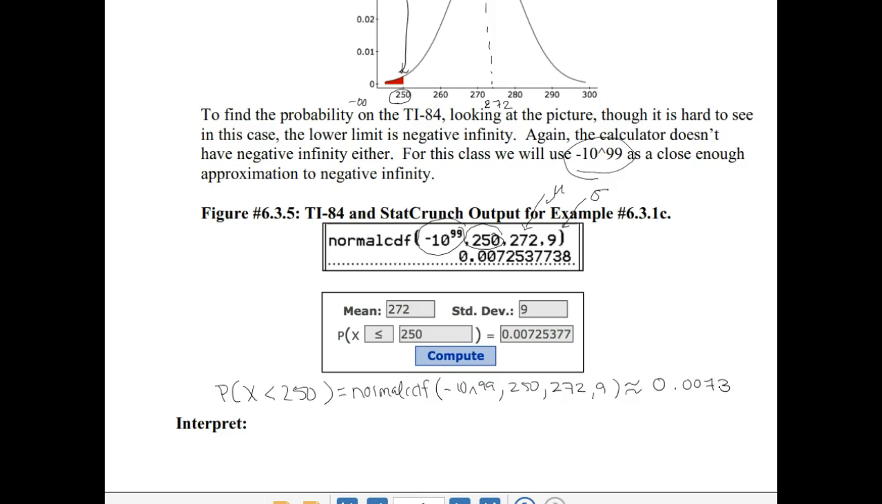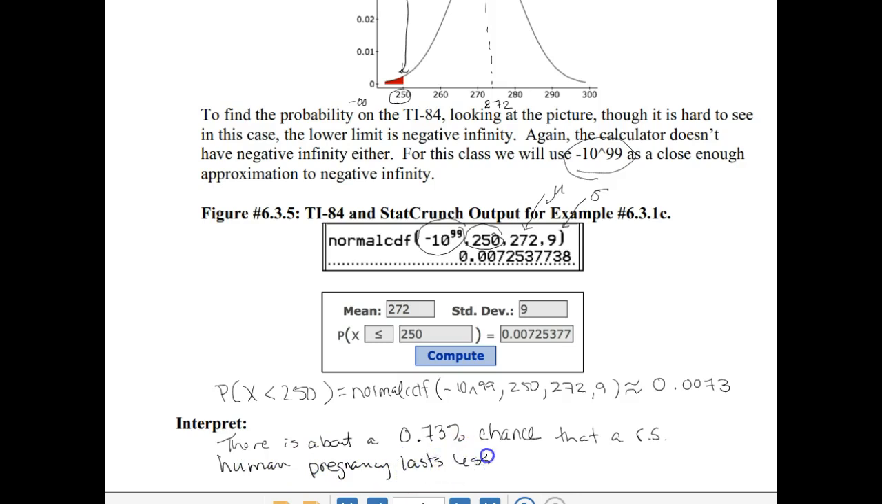So if we interpret that, there is about a 0.73% chance, so really small, that a randomly selected human pregnancy lasts less than 250 days. Or we could also say about 0.73% of all human pregnancies last less than 250 days as well.